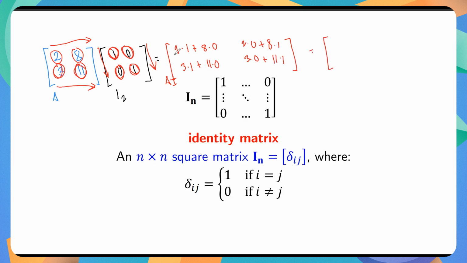By simplifying this, we get 2 times 1 plus 8 times 0, which is 2. 3 times 1 plus 11 times 0, 3. 2 times 0 plus 8 times 1, 8. And 3 times 0 plus 11 times 1, which is 11. Which gives us the exact same matrix as we have earlier, which is 2, 8, 3, 11. So that is the identity matrix. Basically you could think of this as multiplying 1 to any number and you'll still get the same number.